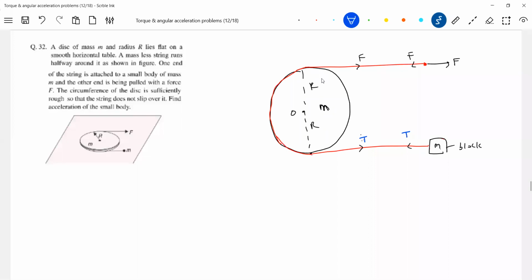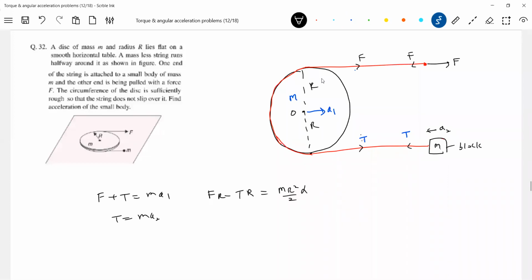And then because of force F and T acting, how will this move? This will have acceleration A1 like this. Because of tension acting, this block will move in this direction. Write all possible equations. Then we'll see what we can do. Assumption. Then F plus T should be equal to MA1. T should be equal to MA2. And there's a torque acting: F into R, T into R should be equal to, it's a disk, MR square by 2 into alpha. There's also alpha.